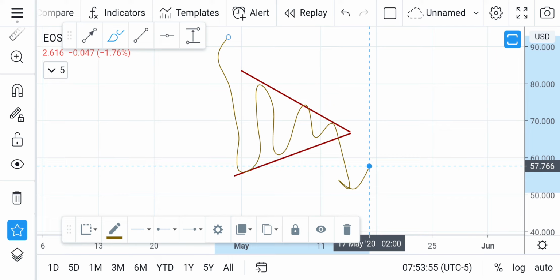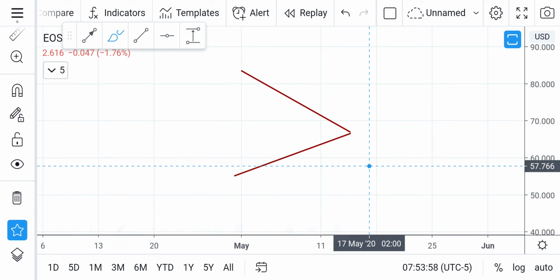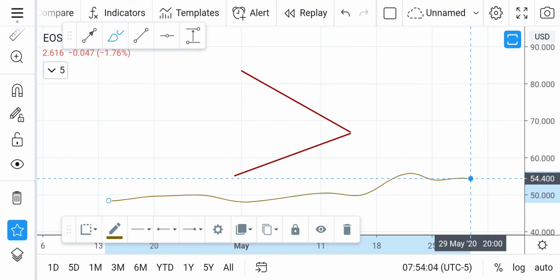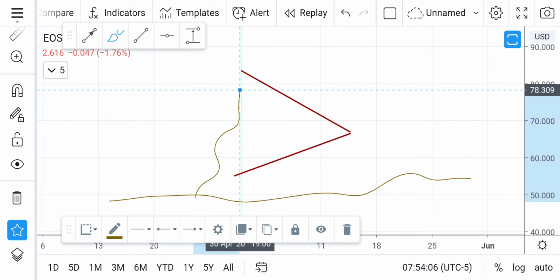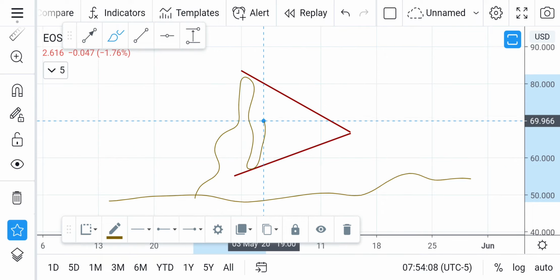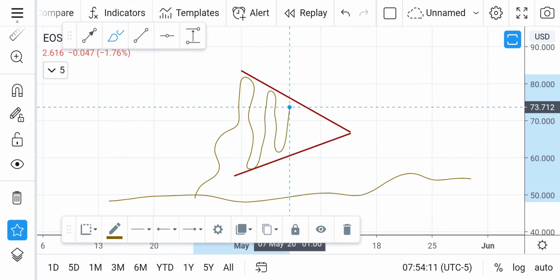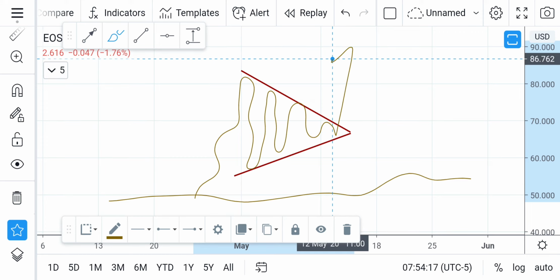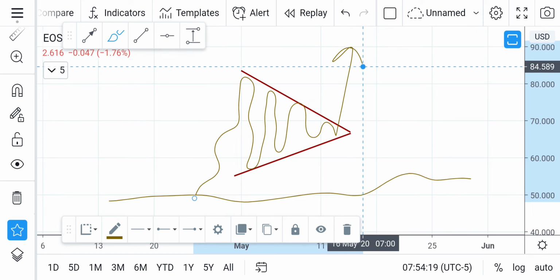It's a symmetric triangle. In an uptrend, let's say price is above the 200 period moving average, and you see price moving like this within the symmetric triangle. Because it's an uptrend, it has up to 70 to 90% chance of breaking towards the upside. That's when the price is above the 200 period moving average.